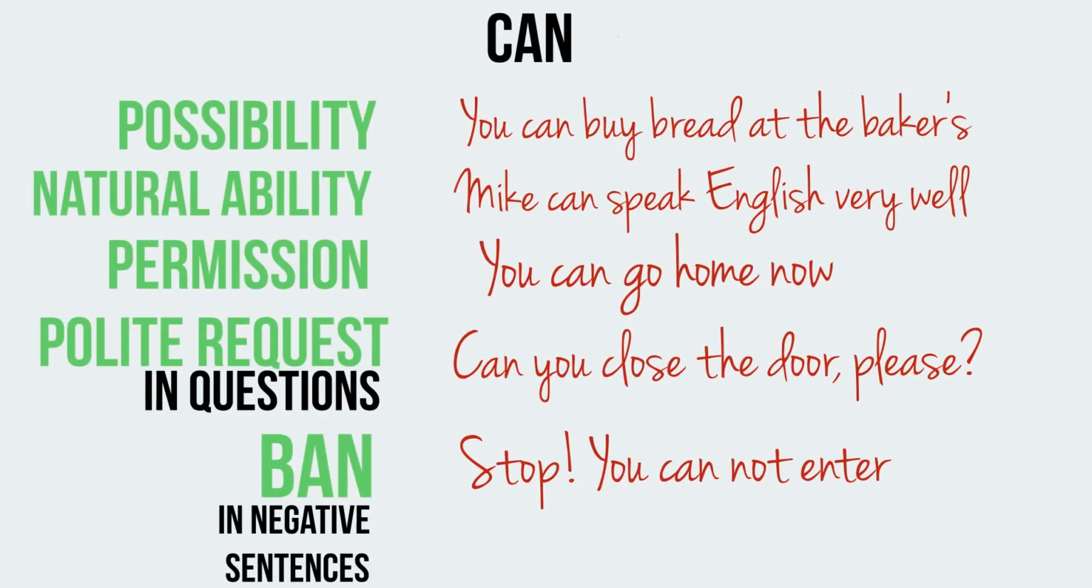Let's review the situations when we use all three modal verbs to speak about the present and the future. Can is used to express possibility. You can buy bread at the baker's. A natural ability: Mike can speak English very well. Permission: You can go home now. Polite request and questions: Can you close the door, please? A ban in negative sentences: Stop, you cannot enter.